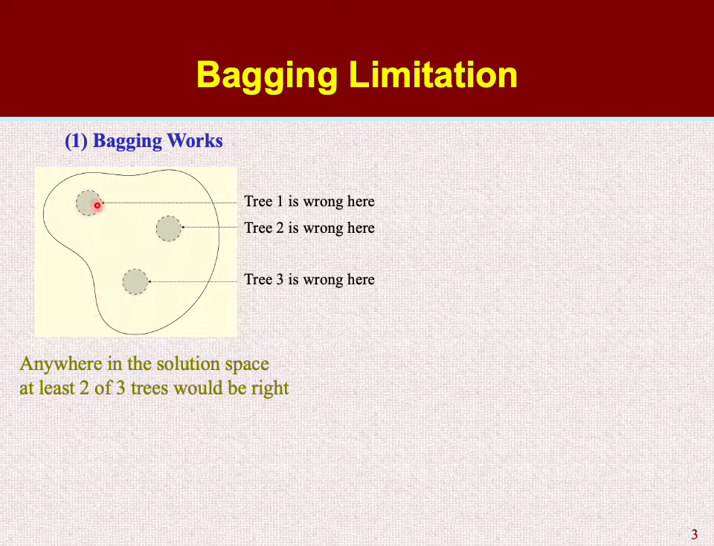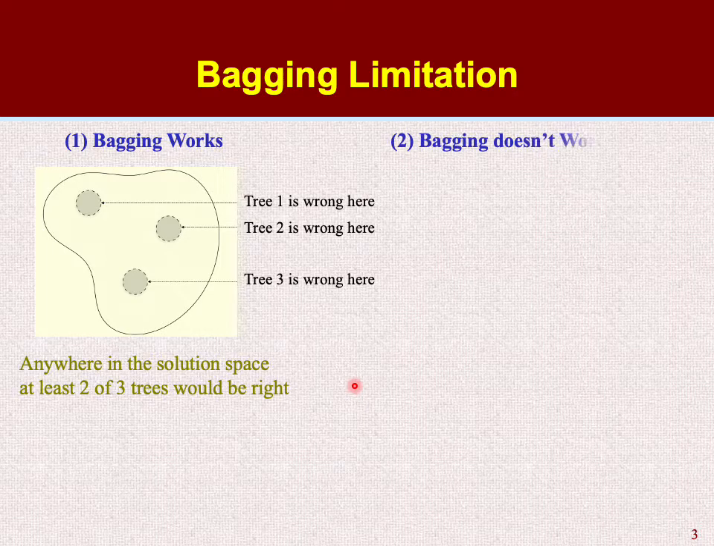For example, here, although the tree number 1 is incorrect, decision tree number 2 and 3 would work. Here, the decision tree number 3 is weak and it is wrong, but decision tree number 1 and 2 would work. So the aggregate or the ensemble, aka bagging, of these individual trees would be correct.